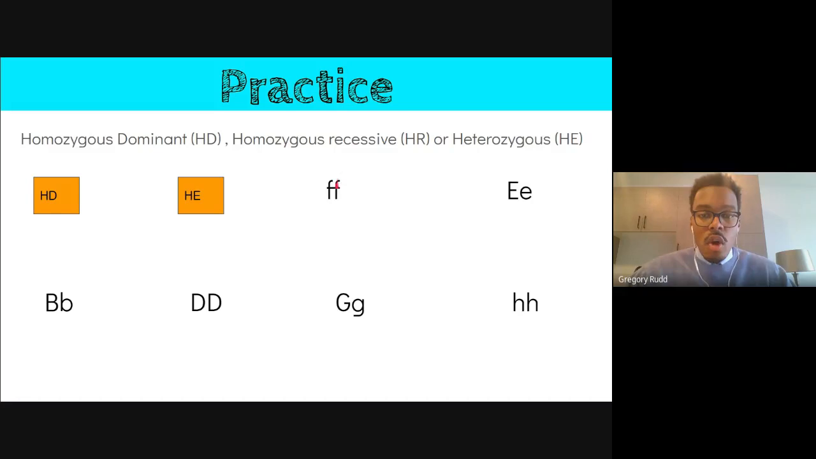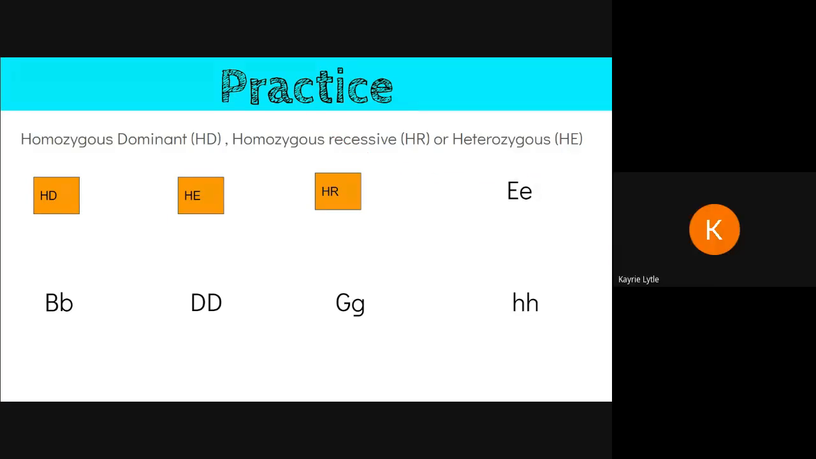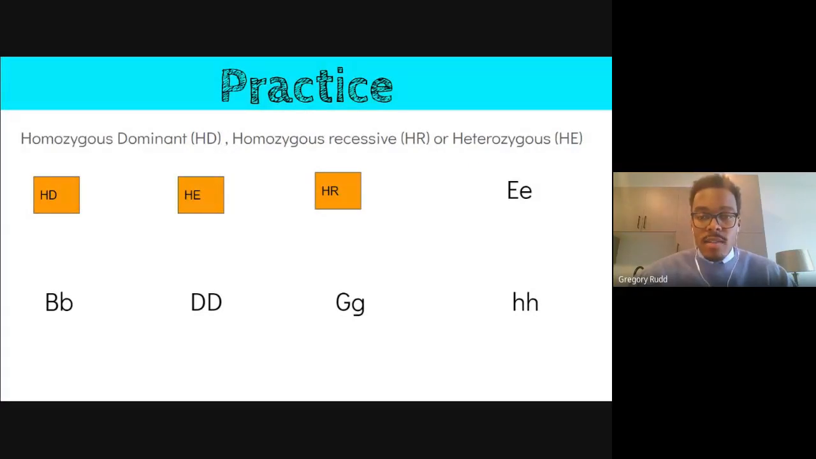Now, if I have two lowercase, meaning two recessive alleles, then what is that called? Thank you, Alyssa. This is HR, homozygous recessive. What about capital E, lowercase e? What's that? Homozygous recessive. Nope, it's not homozygous. Homo, of course, means same. So these are not the same. Hetero. Yes, this is hetero.